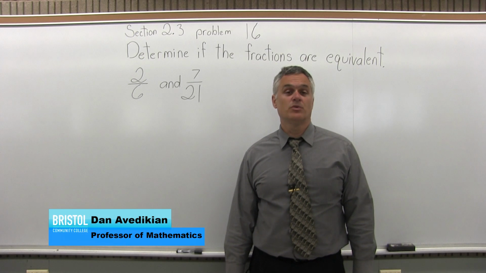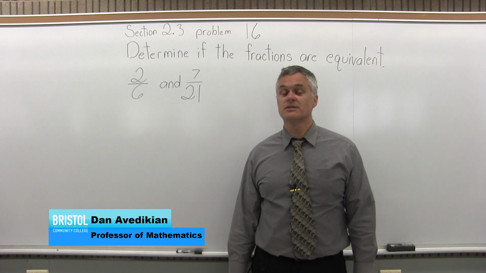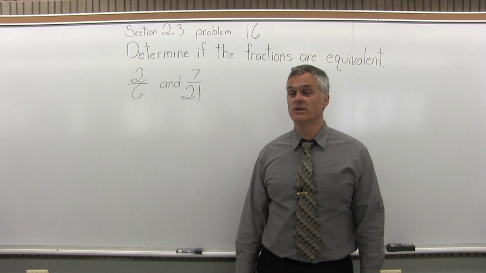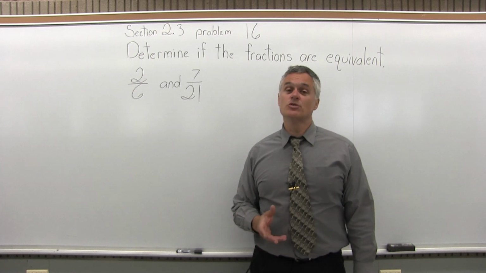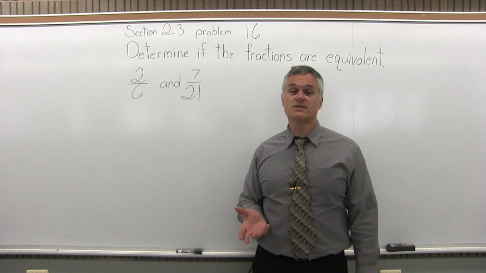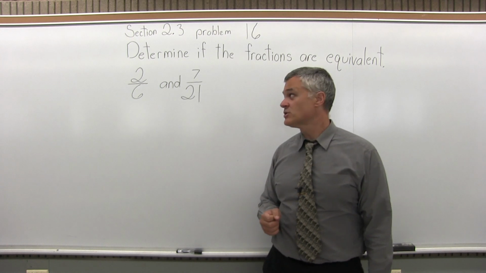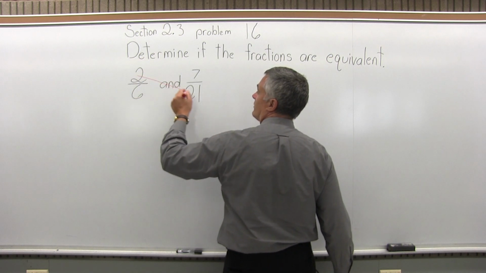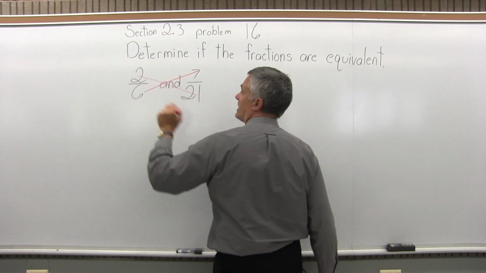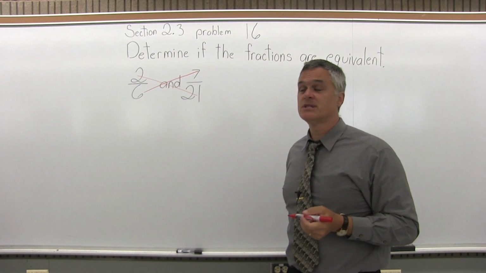This is Section 2.3, Problem 16. It says determine if the fractions are equivalent. And we have two fractions, 2 over 6 and 7 over 21. So you could just reduce both to the simplest form and see if it comes out to the same answer. Or another option is multiply the numerator of one fraction times the denominator of the other fraction and see if the results come out the same.